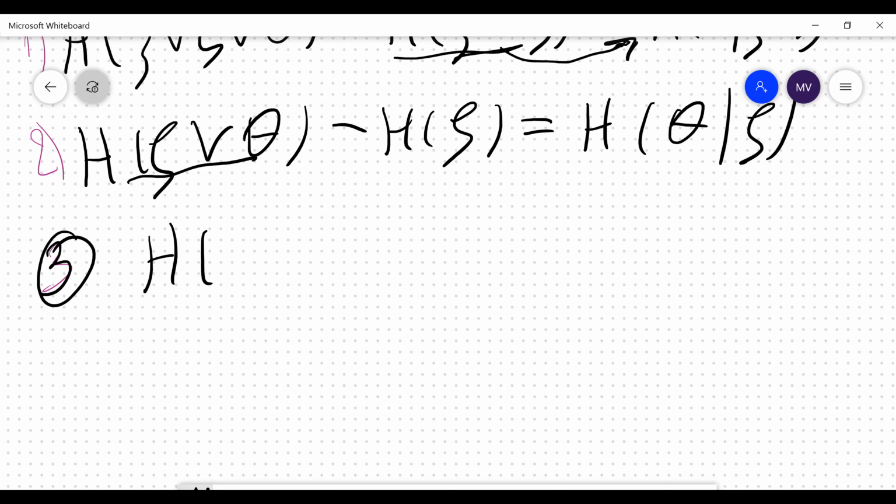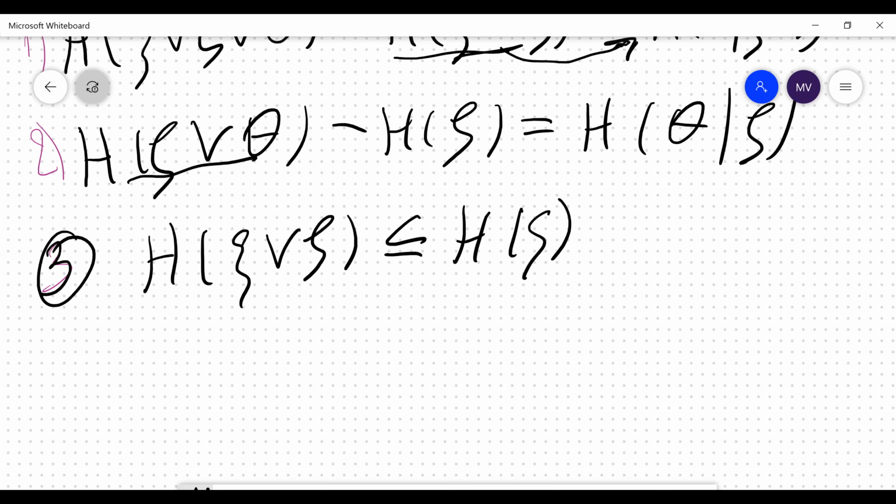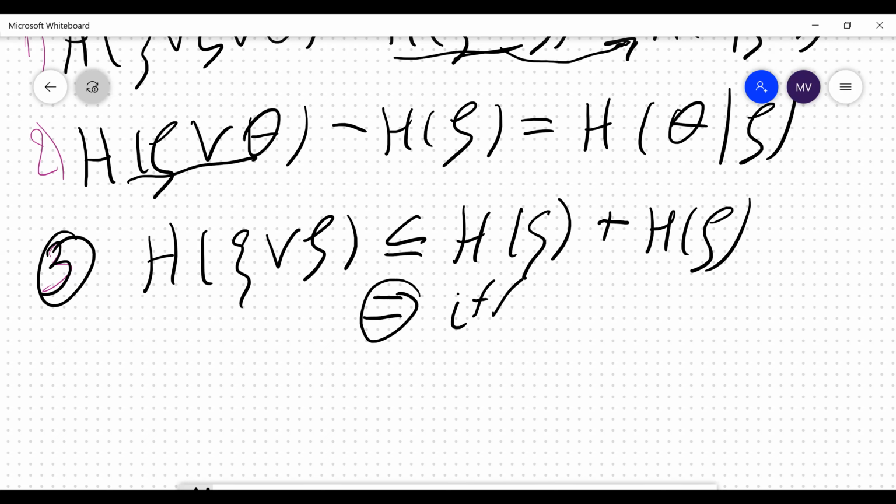So I have this property, that the following inequality holds for partitions xi and zeta, and the equality holds if and only if xi and zeta are independent.